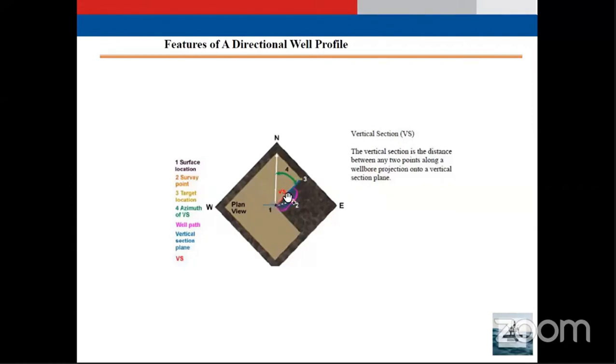The vertical section, which is the definition we use in designing a directional well, is the distance between 2 points along the wellbore. This is point 1, and this is point 2. We need to know the distance between these 2 points as a projection into the vertical section plane. So the vertical section is used in the calculation to know this.